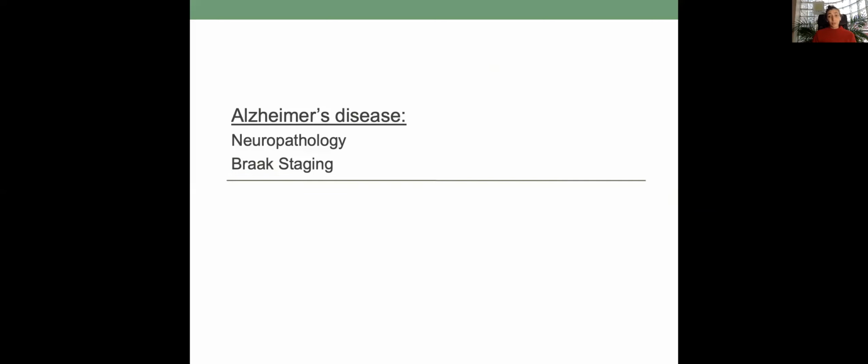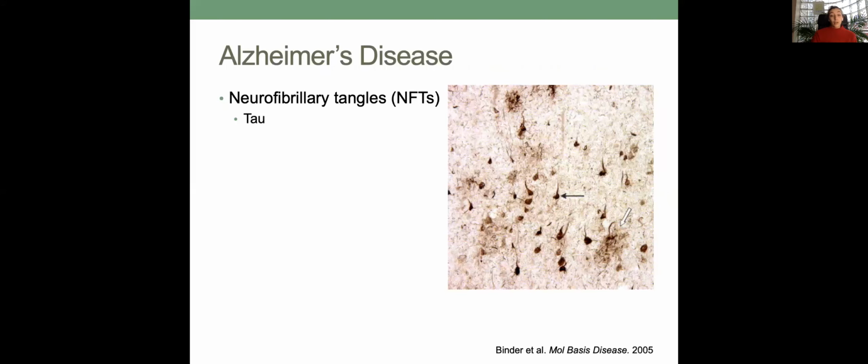So let's jump right in with Alzheimer's disease and take a look at the pathology and what is known as Braak staging. Alzheimer's, as we know, is characterized as a tauopathy, which of course means that tau is prominent in this disease. You may have heard the term neurofibrillary tangles or tangles in reference to Alzheimer's disease. And this is in reference to tau, which this black arrow is pointing at over here.